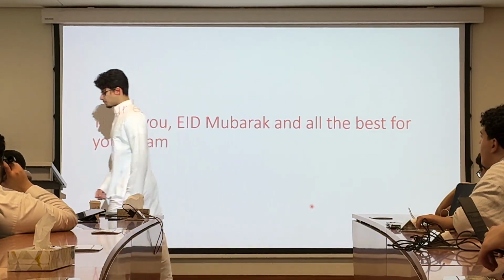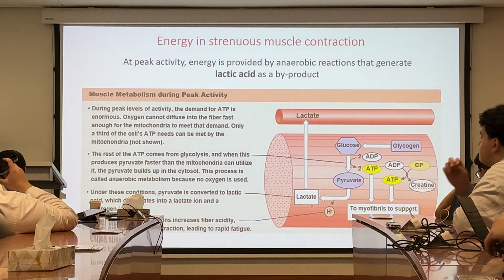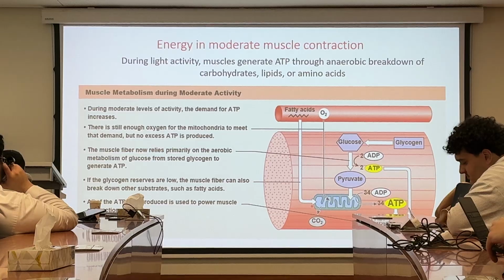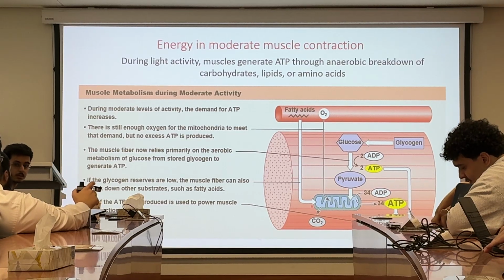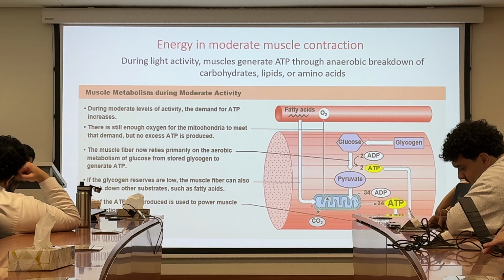Doctor, when we said we switch from low to moderate to peak activity, in all three phases, are we also switching between the types of muscle fibers, like the fast? Thank you for bringing this up, because I forgot to mention that. It was in my mind as I was talking.